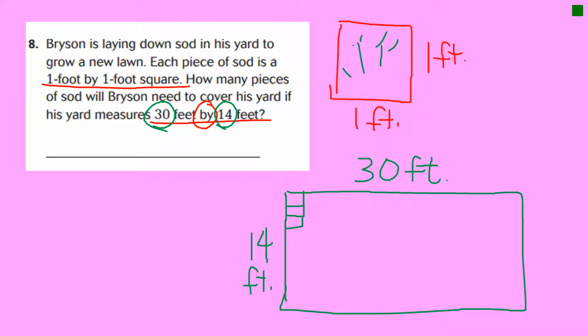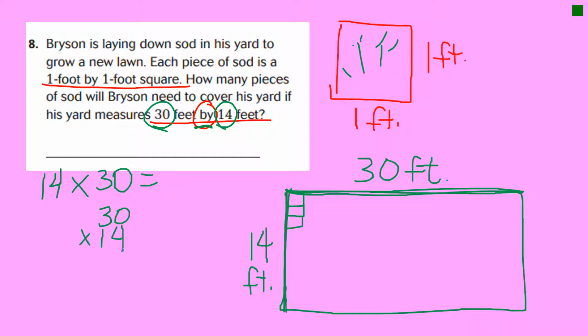Okay, so when they say 30 by 14, they just mean 30 length, 14 width. Okay, so we have 14 rows of 30. So again, 14 rows of 30 squares. Let's see the best way to multiply this. Well, there are a couple of ways we can do it. Let's do it this way. 30 times 14.